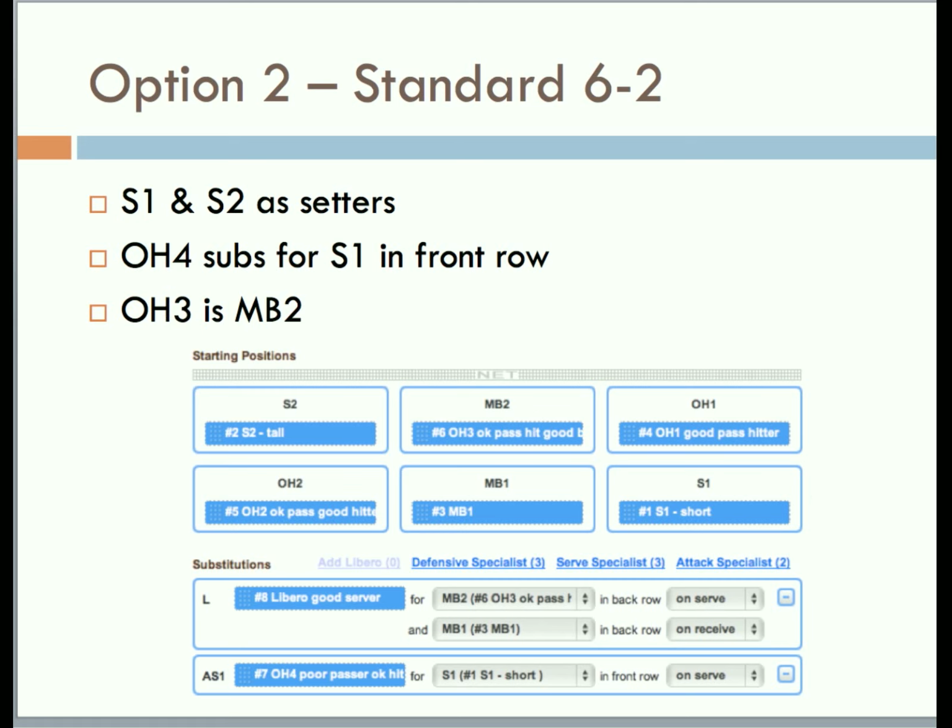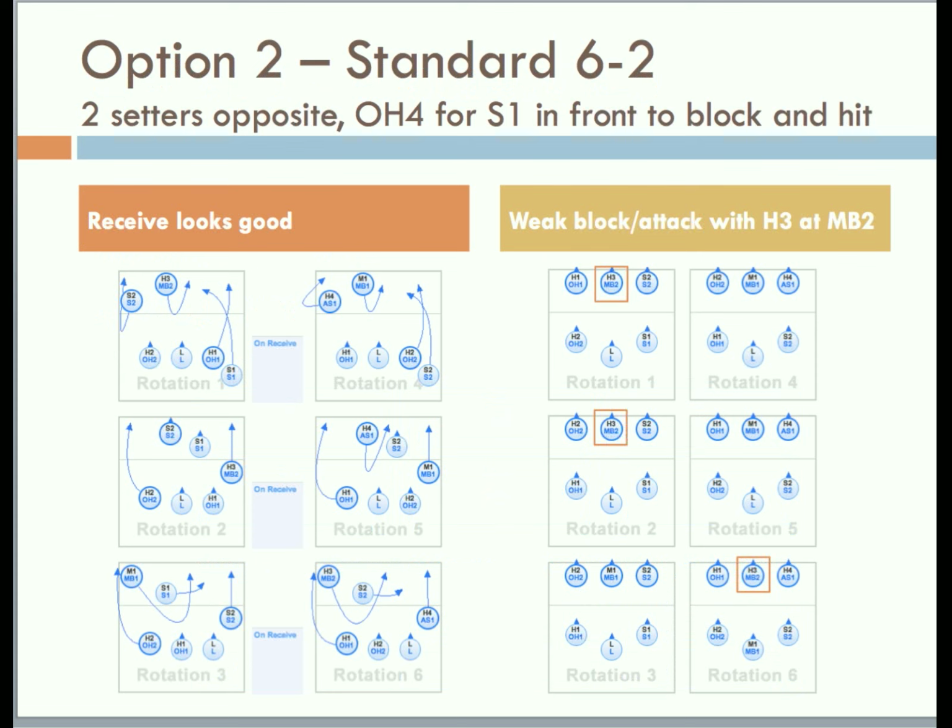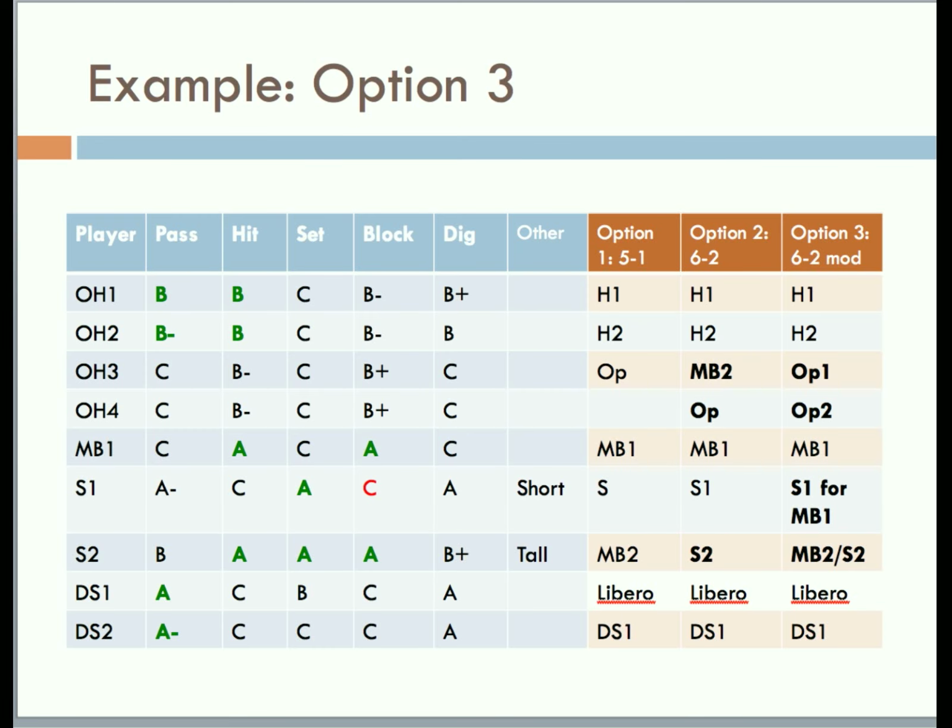blocker. Now the passing hasn't really changed, so that looks good. But now we've transferred the outside blocking problem to a middle blocking problem, and in fact this particular outside hitter is not great hitting out of the middle either, so that we've lost two things. So let's try a third combination.